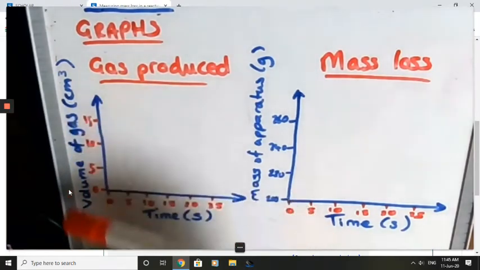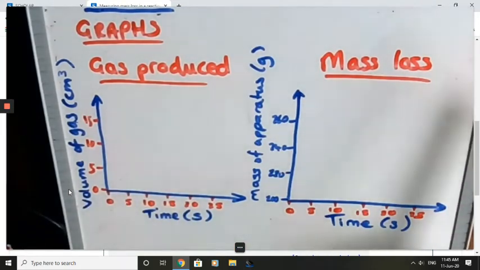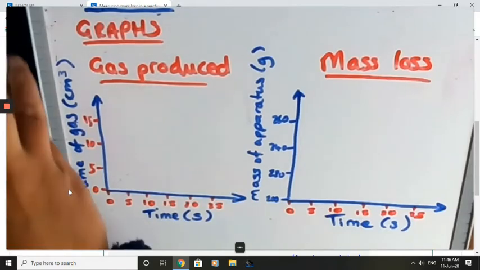So then you've got the volume of gas on the y-axis, and we're going to measure that over time, so time's on the x-axis. And then the other one that we looked at was measuring the mass loss in the reaction, and this time we're going to measure the mass of the apparatus in grams over time, so time again is on the x-axis.